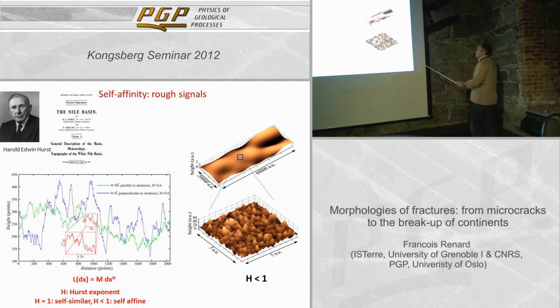And an important issue with this kind of description of faults in Earth is that if you start to propagate an earthquake on this surface, at a small scale, the earthquake will see a very rough surface, and at the large scale, the earthquake will see a quite smooth interface.